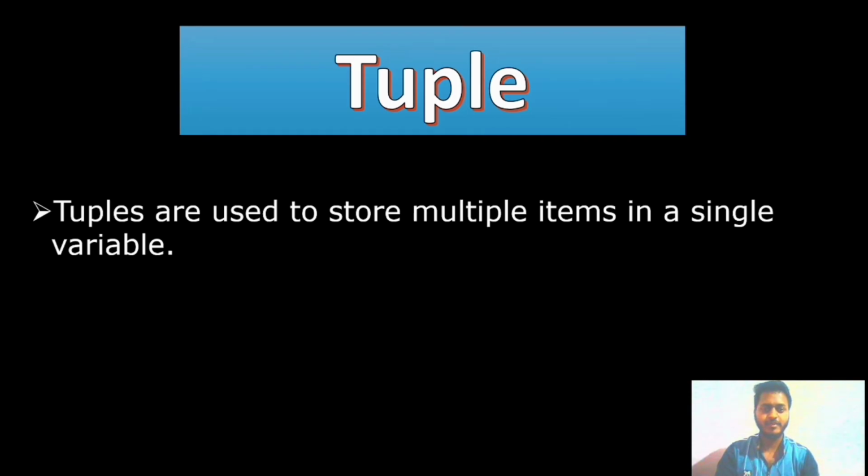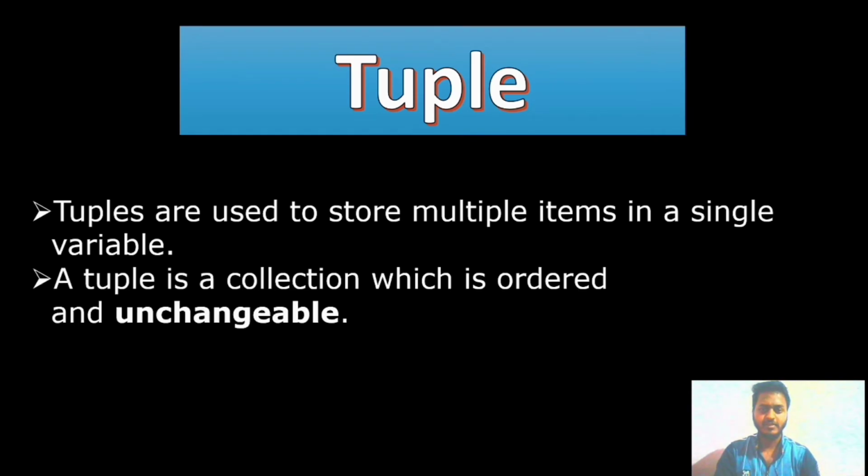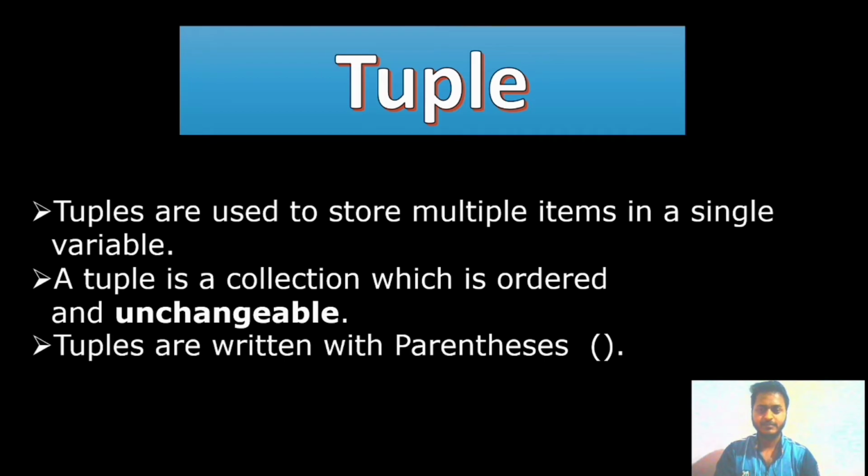In a tuple we can store multiple items in a single variable. But the same thing we can do with the list also. Then what is the difference between the tuple and the list? Here is the main difference. A tuple is a collection which is ordered and unchangeable. We can't change the value of the elements of a tuple.